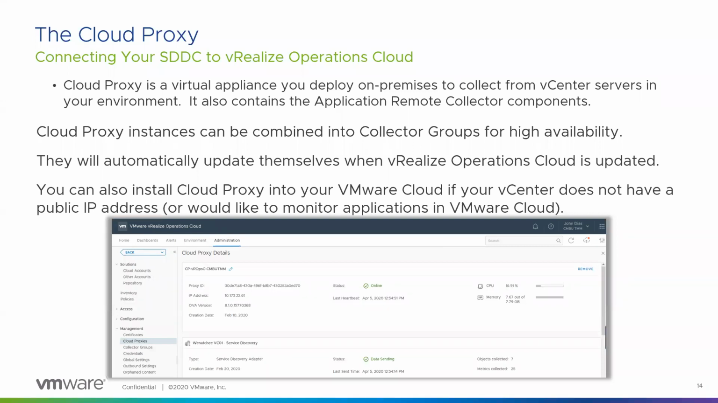Another thing which is very important from a Cloud Proxy perspective is you can combine them into collector groups for high availability. If any one particular Cloud Proxy goes down, it takes care of availability. And if you are a VMC customer, you can actually run it onto the VMC as well.